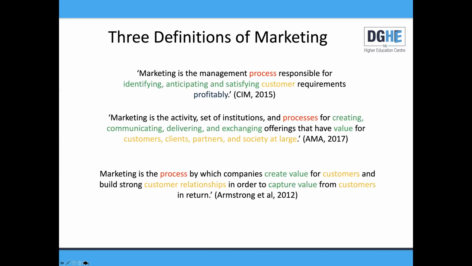You have in green, identifying, anticipating, and satisfying, creating, communicating, delivering, and exchanging value, creating value, capturing value. And then you have in yellow, customers, customer, clients, partners, and society at large. And again, customer, customer relationship, and again, customer. So there is some commonality on what they are saying. So what exactly are the common points that we have from these three definitions of marketing, and what exactly do they mean?